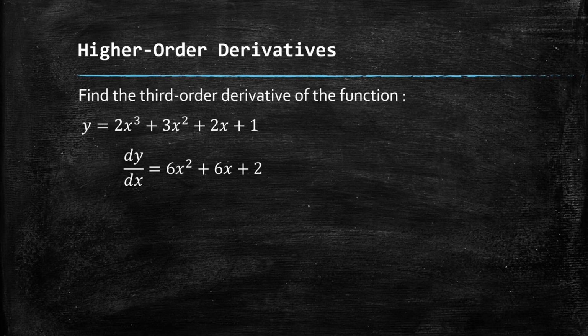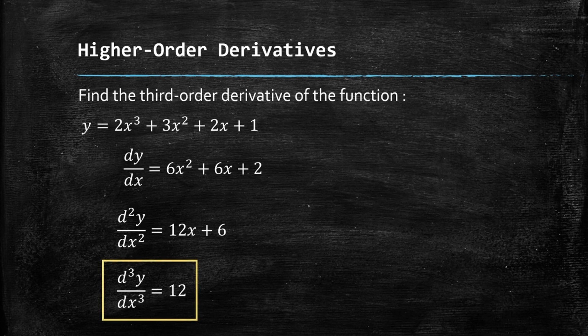Okay, and then we will get the derivative of this dy/dx. So we now have the second order derivative, which is 12x + 6. And finally, getting the derivative of this second order derivative, we'll get 12. And this is our final answer.